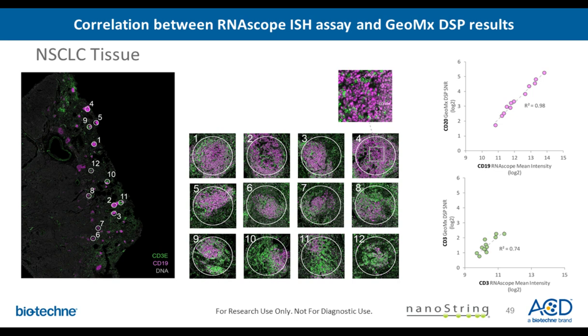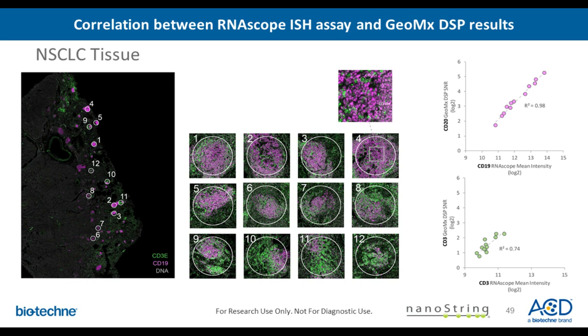The second tissue we looked at was non-small cell tissue. Again, looking at the exact same targets, CD19 and CD3E. On the left, it's basically a high-level view of this non-small cell lung cancer tissue. We went in and profiled 12 ROIs again, which are these circles, blown up in the middle. And then, again, for this proof of concept experiment, we were looking for a mix of B cells and T cells.